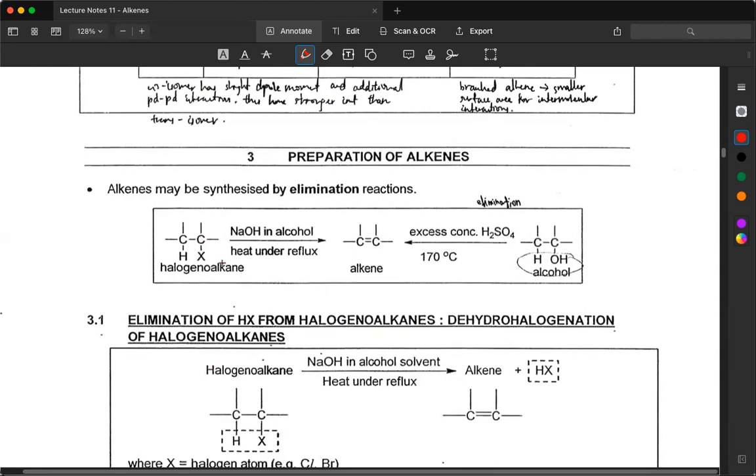The detail of this elimination method is explained in the video on alcohol, where we talk about elimination reactions, where we can use halogenoalkane or alcohol, either one of it. So in both videos on halogenoalkanes as well as alcohol, we talk about how we can use the elimination method using the required reagents and conditions to form back the alkene. So using sodium hydroxide in alcohol and heat under reflux, alkene can be produced. And alcohol can also be eliminated to form alkene using excess concentrated sulfuric acid at 170 degrees.